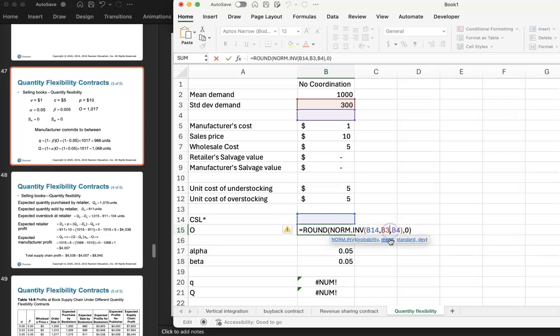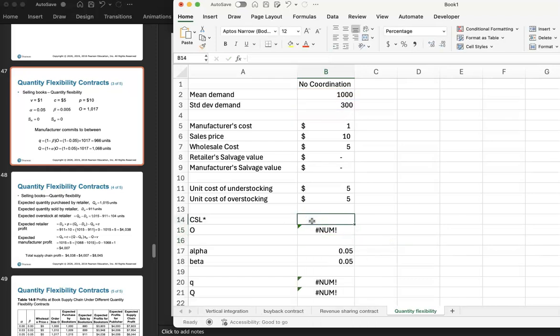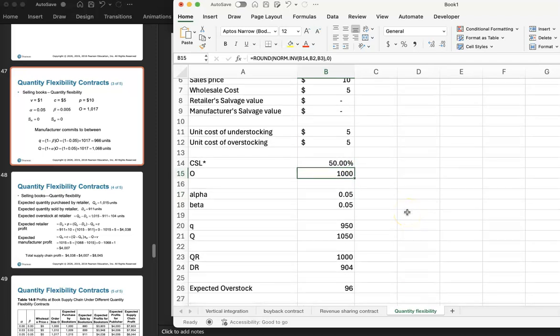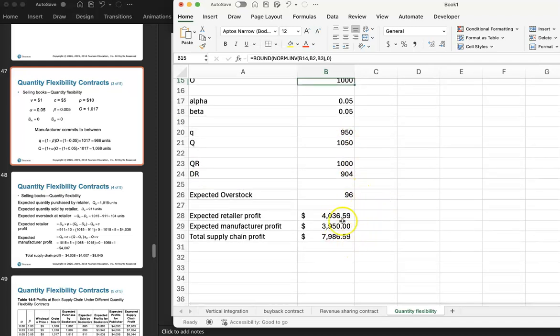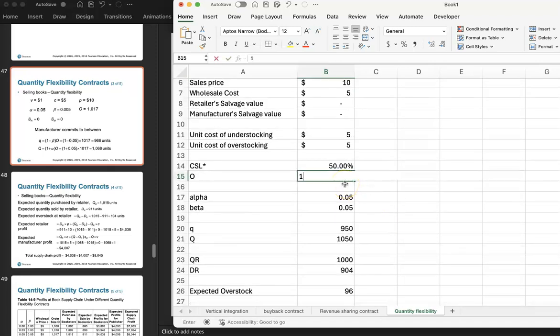This will be CU divided by CU plus CO. Right? Optimal order quantity will be 1000. Now, in this case, it is given to us that it is 1017, right? So if it is only 1000, then the lower value Q low will be 950, capital Q will be 150, QR and DR values will be different, expected overstock, all of those numbers will be different, right? But we are told that the order quantity that we are looking at is 1017 and not 1000, right? And that's where we get all the numbers.